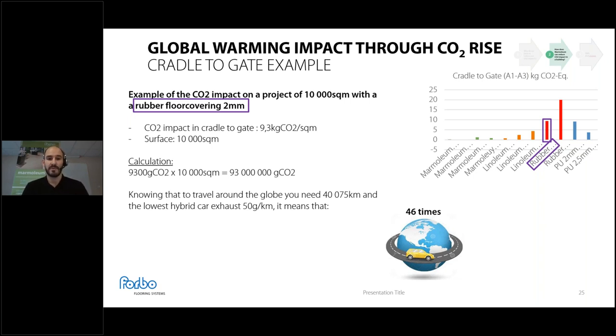93 million grams of CO2, not natural. Just to give you an example, knowing that to travel around the globe, you need 40,000 kilometers, and the lowest hybrid car exhausts 50 grams per kilometer, it means that due to the cradle to gate emission of CO2 of this product, for this project, you can do 46 times the travel around the world. Just to give you an example of the impact of a floor covering that you can have in the cradle to gate.